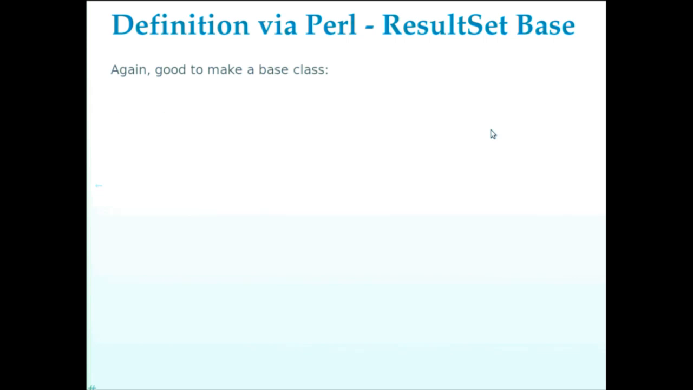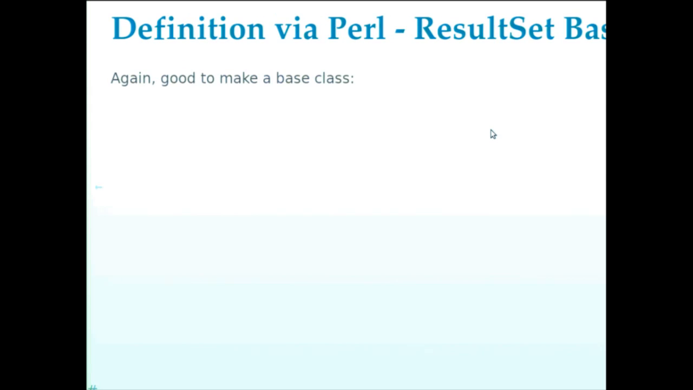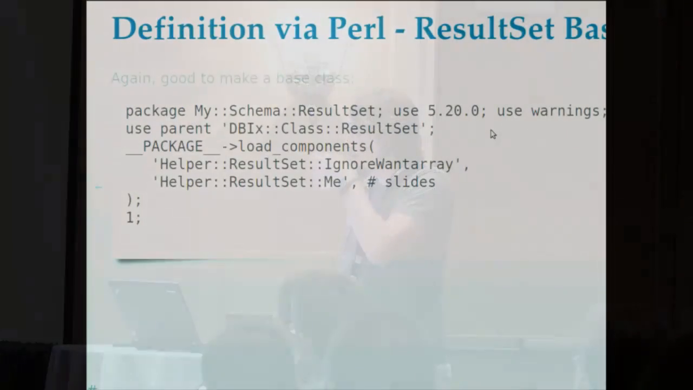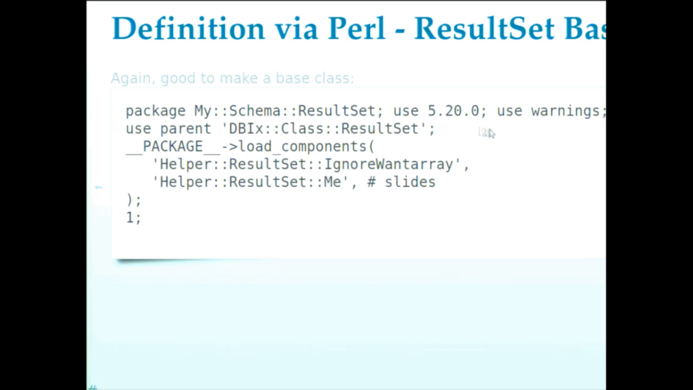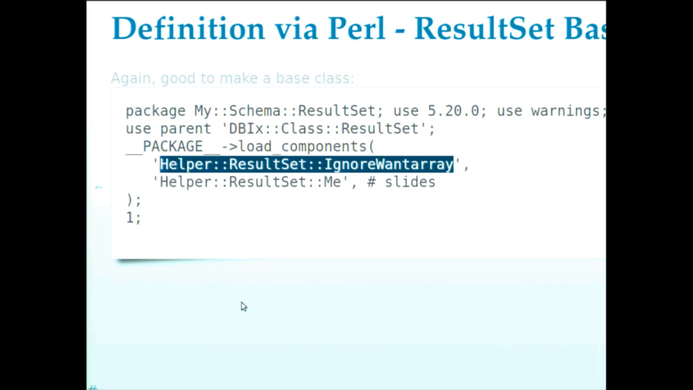Okay, so when you define your result sets, just like with the result, it's a good idea to make a base class. So this is a typical base class. Just like with the result, we load a couple components. One of them that I recommend everyone load is ignore want array.